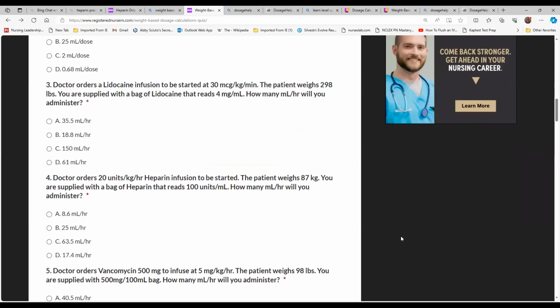Okay, our next one is another weight-based one. It's asking us for mLs per hour. You already know this is desired over have, right? So first thing we've got to do is calculate our desired dose. We're going to take our patient's weight, 298, our ordered dose, which is 30 micrograms per minute per kilogram, and then what we have on hand is 4 milligrams per ml.